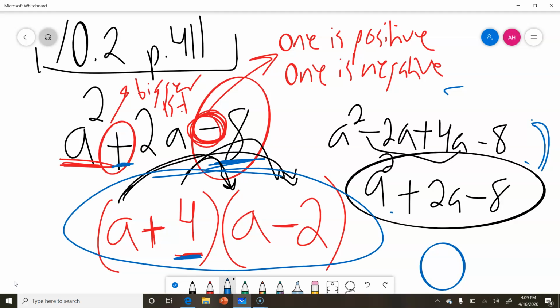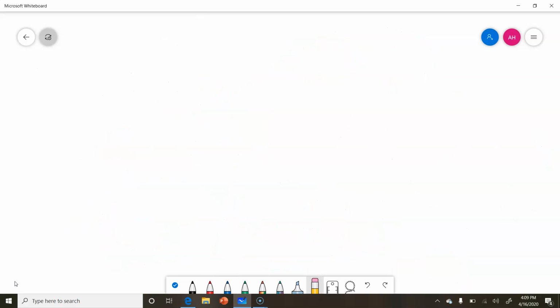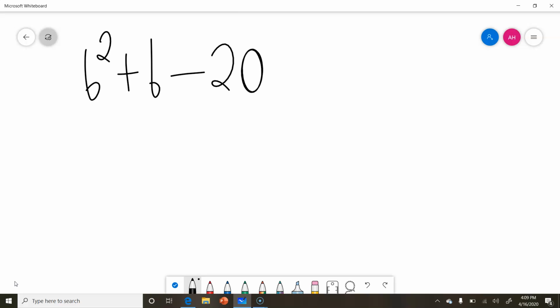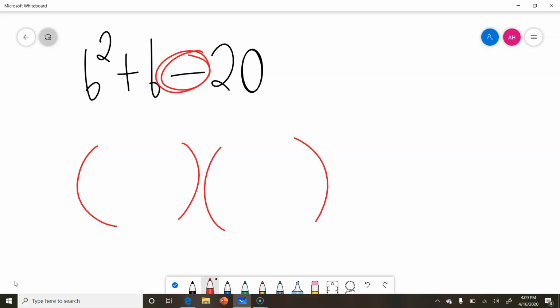Okay, I'm going to do one more, and then I'll give you the homework. So, let's look at number 5 in your book if you're following along. It says b squared plus b minus 20. Okay, now this problem is very similar to the last one. The first thing I do is look at that sign and say it's negative. What does that mean? Well, if you were paying attention in the last step, that means one is positive, one is negative.